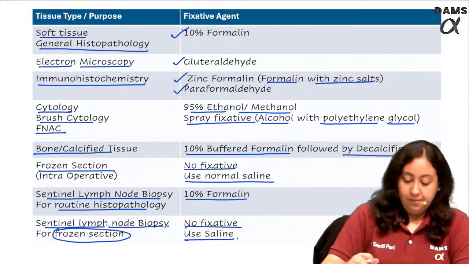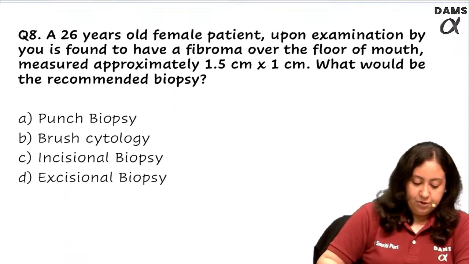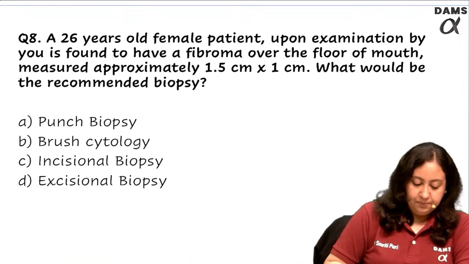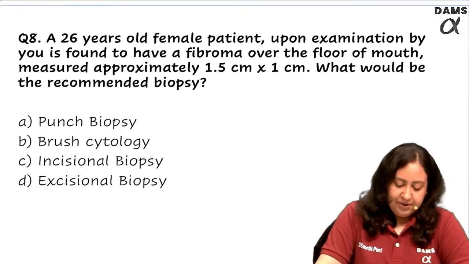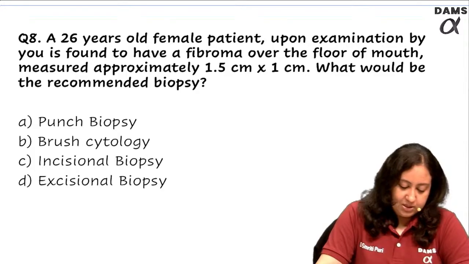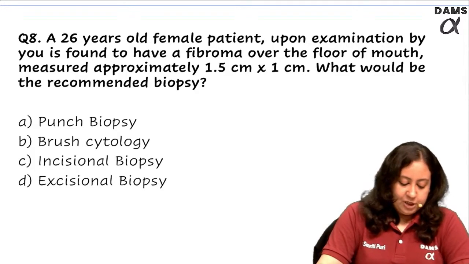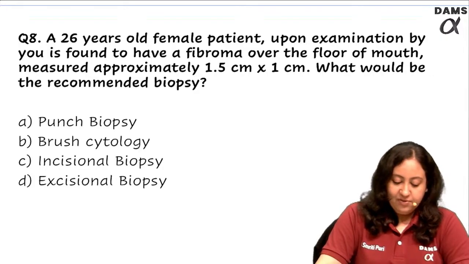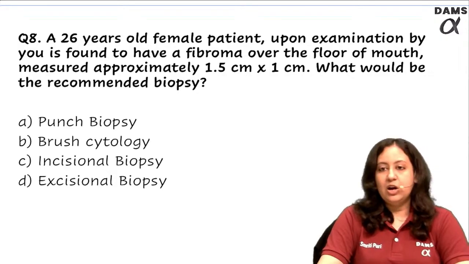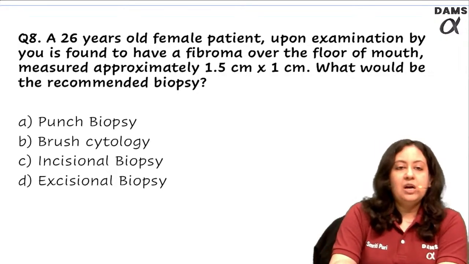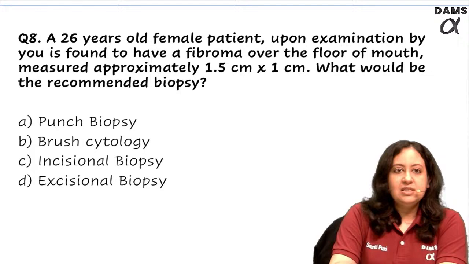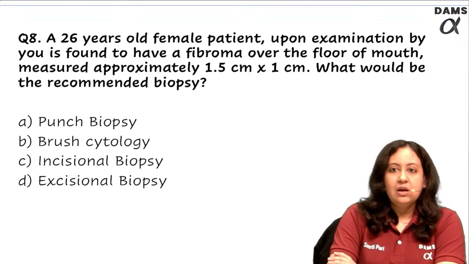All right. Now coming to question number 8. A 26-year-old female patient upon examination by you is found to have a fibroma over the floor of mouth, which measures approximately 1.5 centimeter onto 1 centimeter. What would be the recommended biopsy? A. Punch biopsy, B. Brush cytology, C. Incisional biopsy, D. Excisional biopsy.